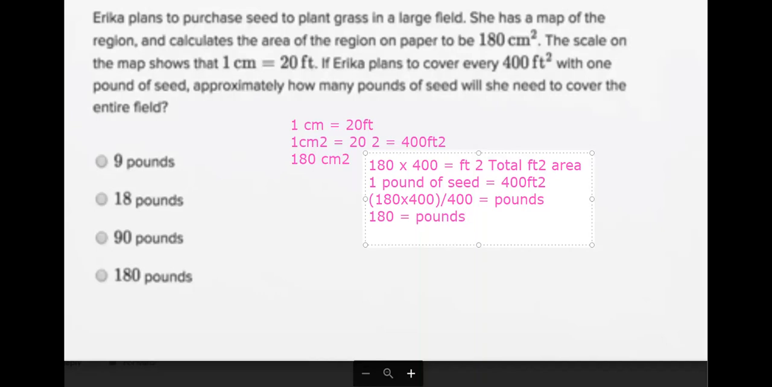Okay. Is this clear? Yes. You can copy this part if you want. Done? Yes. Okay.